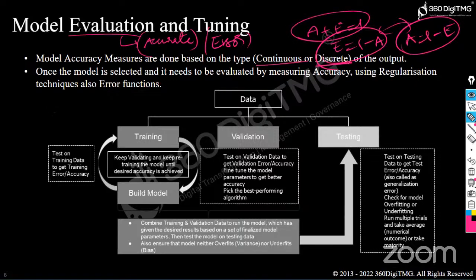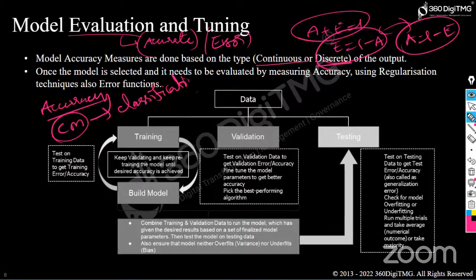Most of the time we'll calculate the accuracy with the help of a confusion matrix. When there is a classification model, we'll just use a confusion matrix for any accuracy calculation. If the accuracy is not that high, we'll be using a regularization technique. We'll use a regularization technique if it is not accurate.